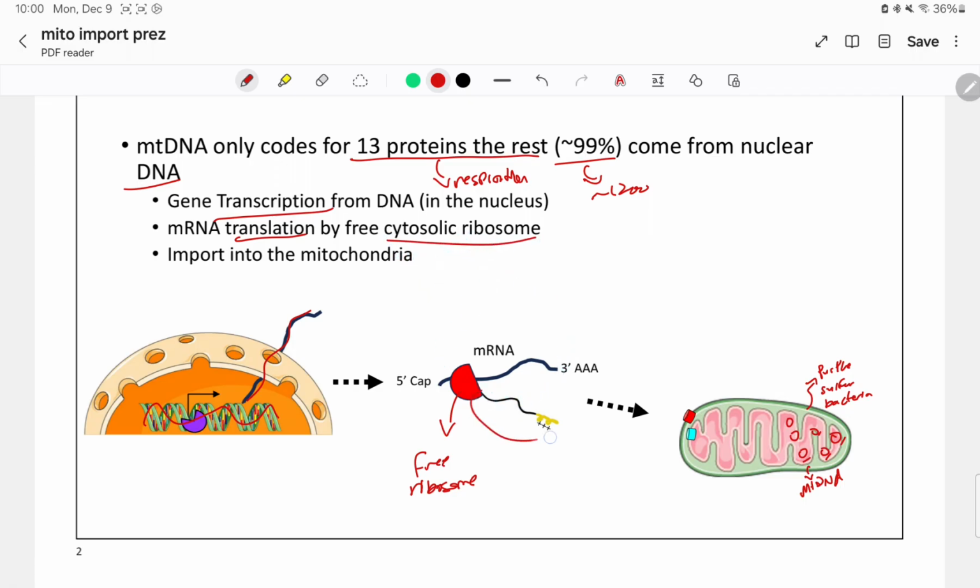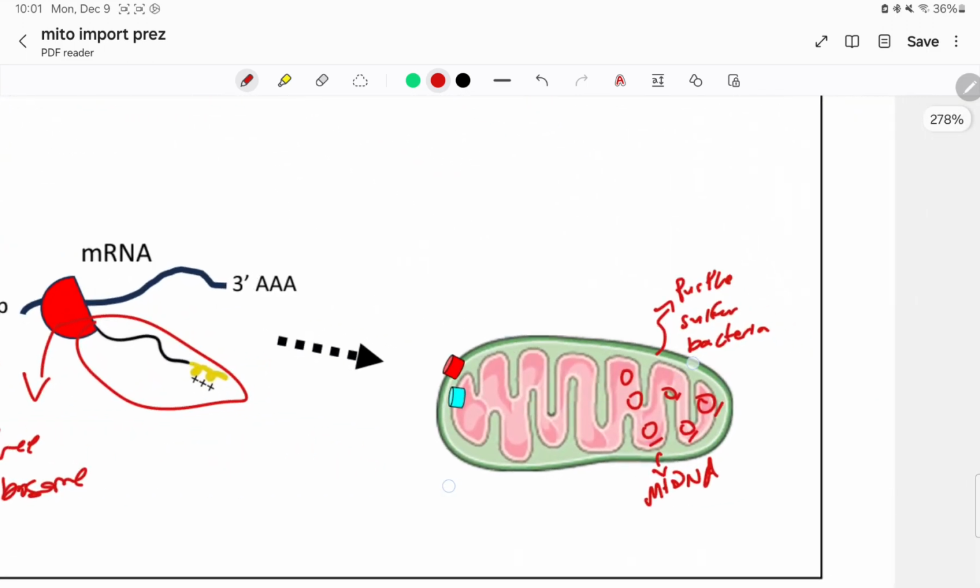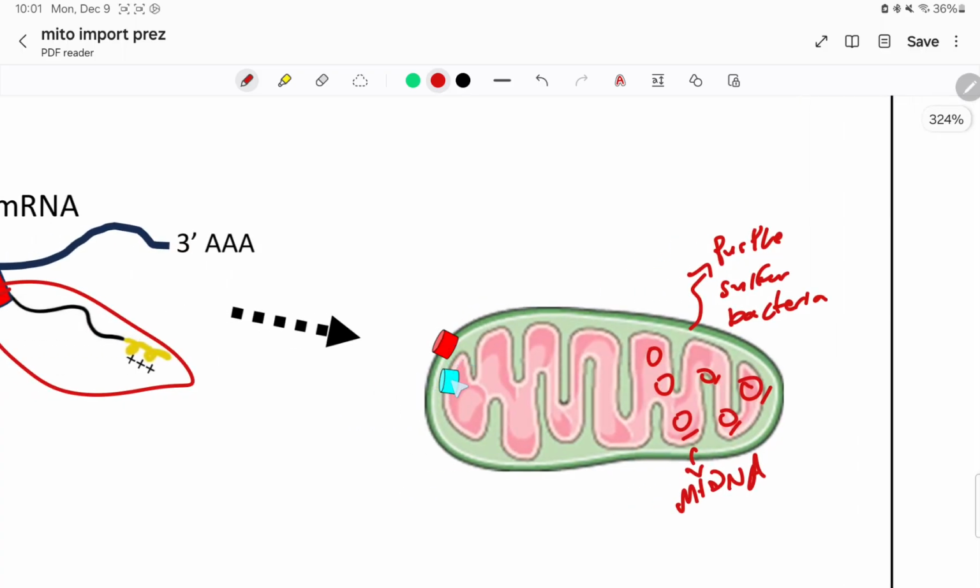Then the protein that we make from translation will get imported into the mitochondria. Notice how I have two channels here. This blue one is going to be sitting on the inner membrane of the mitochondria, so it's called TIM, standing for the translocase of the inner mitochondrial membrane. And this one is on the outer membrane, so it's called TOM, the translocase of the outer mitochondrial membrane.